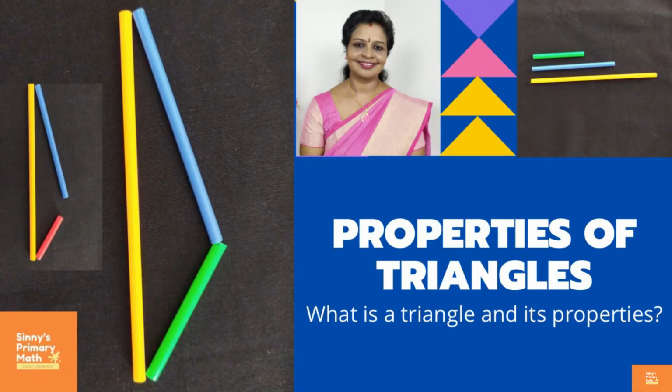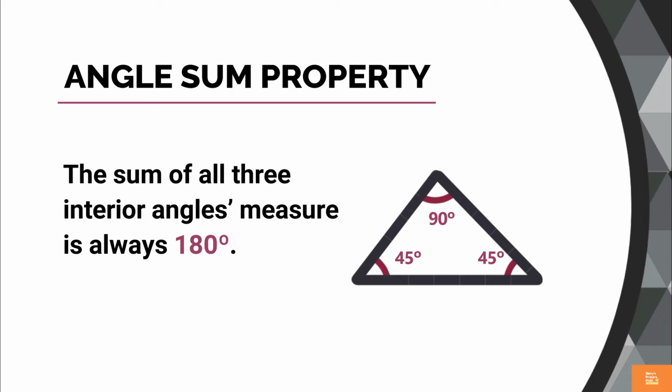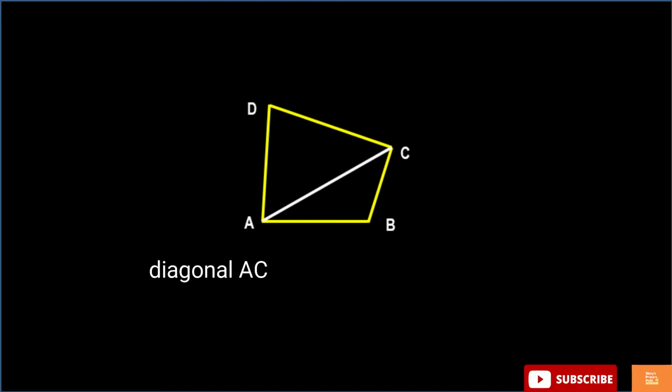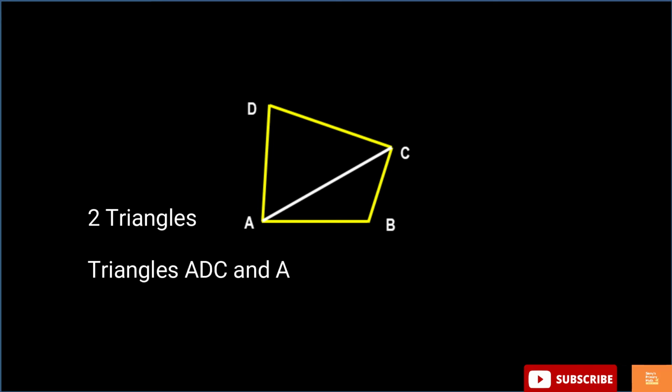You have learned the properties of triangles. We know the sum of the measures of the interior angles of a triangle is 180 degrees. Let us consider a quadrilateral ABCD. Draw a diagonal AC. Now the quadrilateral is divided into two triangles, triangle ADC and triangle ABC.